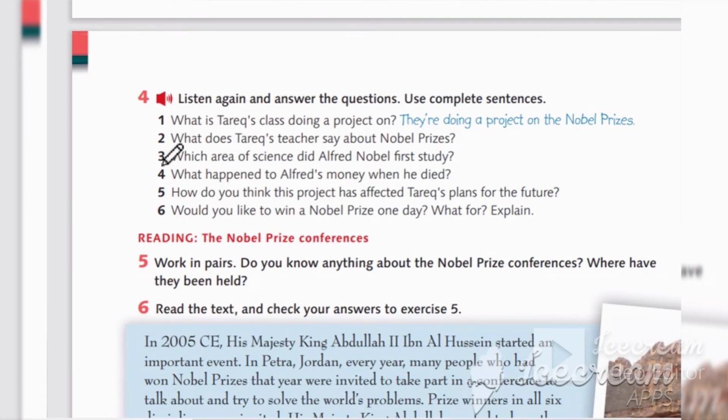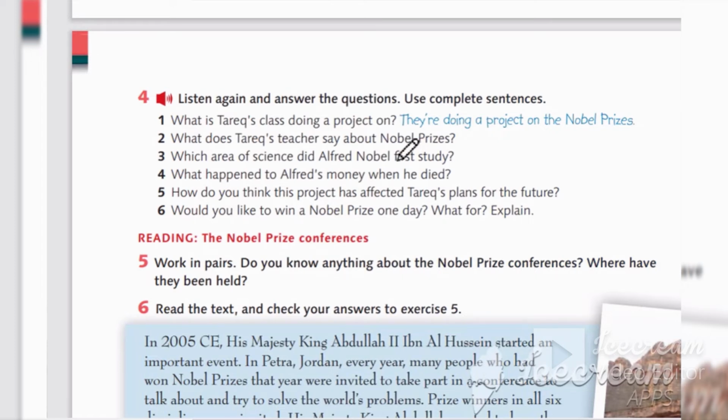Okay, now we have questions about this listening that we've listened to. Now we will go to this exercise. What is Tariq's class doing a project on? They are doing a project about the Nobel Prize. What does Tariq's teacher say about the Nobel Prize? What did he say about the Nobel Prize? He says that they are the highest awards anyone can receive. هي أعلى جوائز أي شخص بيقدر إيش يحصل عليها.